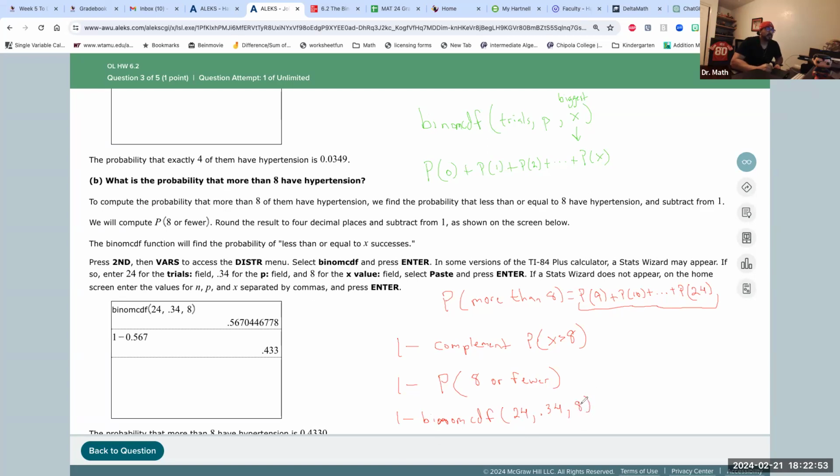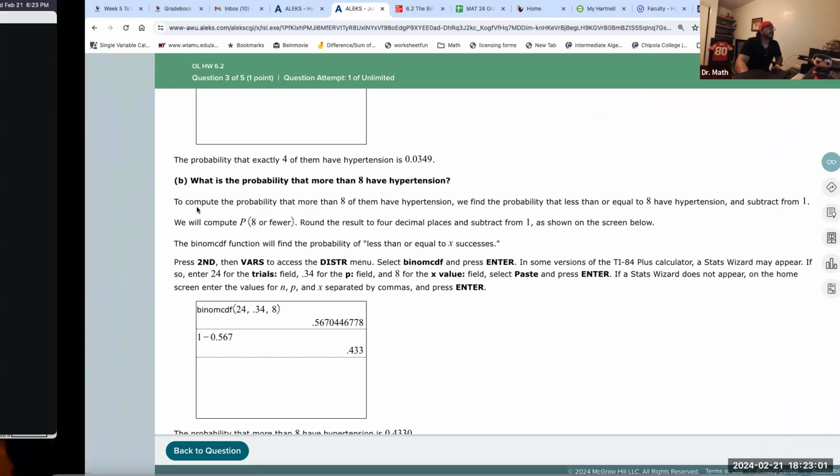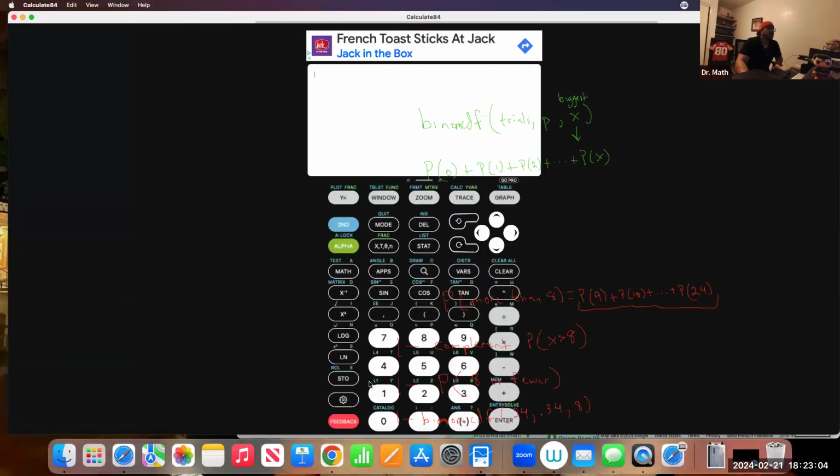All right, so this is where we stop. So this is what we plug into our calculator. All right, let me show you how to do that. So in our calculator, we do clear, 1 minus, so to binom, we go second, vars, we scroll down to binomial CDF this time. Our N was 24, comma, our P we said is 0.34, and then comma, and then our X value, we want to go all the way up to 8.